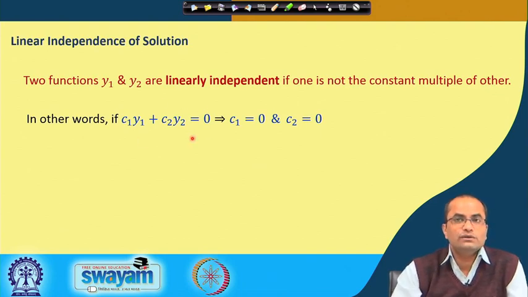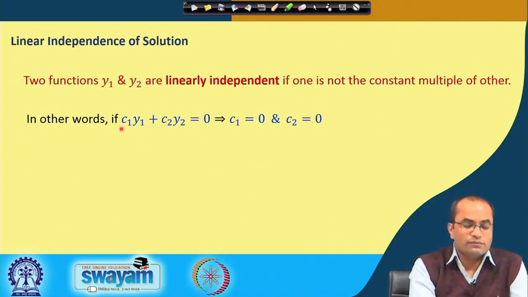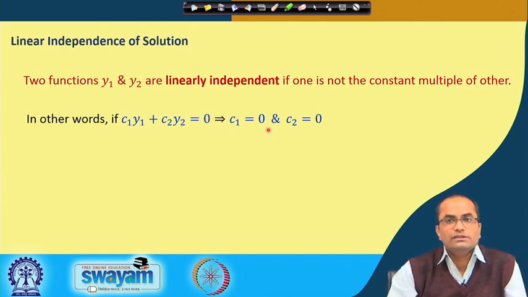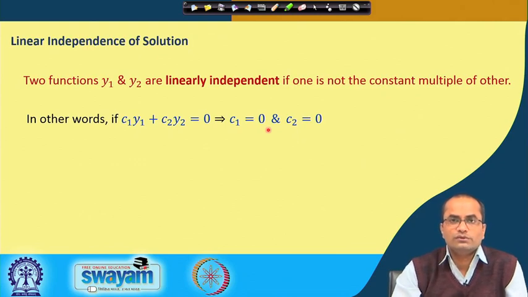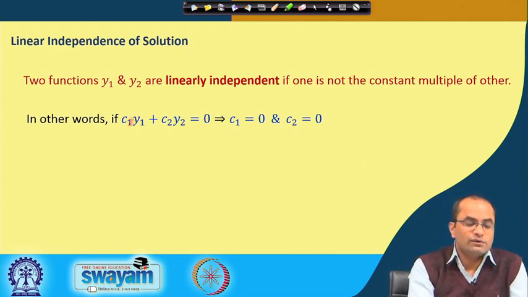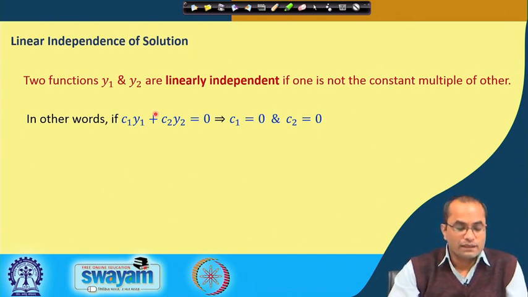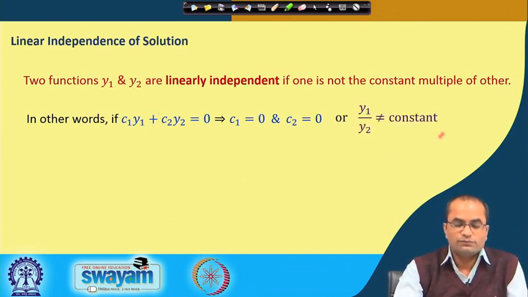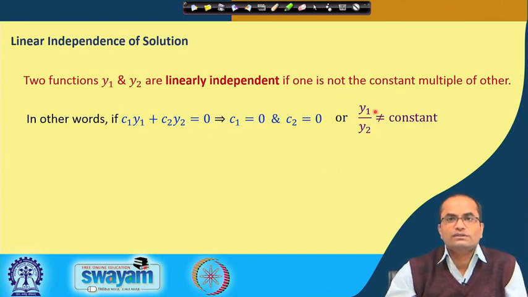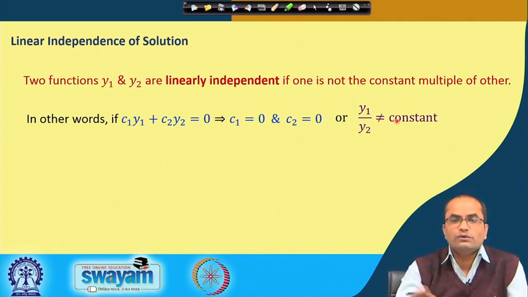So, there will be a dependency on each other. But when this combination is 0 only when c1 is 0 and c2 is 0, with no other possible values of c1 and c2, then we call these solutions linearly independent. For the case of two functions, this is very easy to check: you can take y1 by y2, divide the two functions, and if this is not equal to a constant, then the functions are linearly independent. If it is equal to a constant, then the functions are linearly dependent.